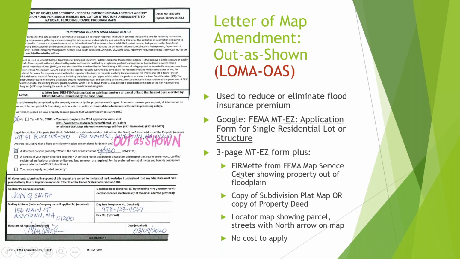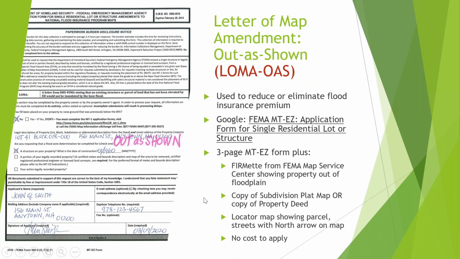And so you will need the FIRMette from the FEMA Map Service Center that clearly shows the property, at least the structure, out of the floodplain. You'll need a copy of the subdivision plat map or a copy of the property deed, the part of the deed that shows the lot and block and township number and so forth. They'll need a locator map, which they can draw, or they can get that pretty easily through Google Maps. A map showing the parcel outlined, showing the streets, and also has to have a north arrow on the map. And then all of those documents with this form can be submitted to FEMA.